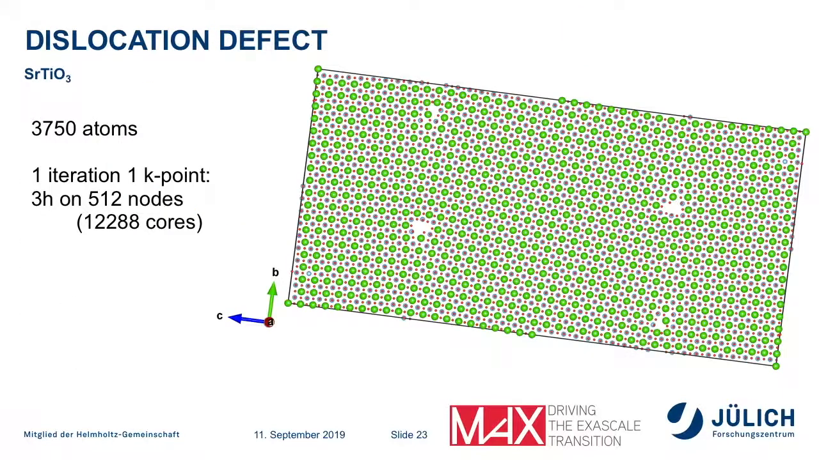This is another nice calculation. Now with more than 3,000 atoms, to do this calculation for one iteration with one k-point, it took 3 hours on 500 nodes. And basically, for this system, you need more k-points, but this is ongoing.